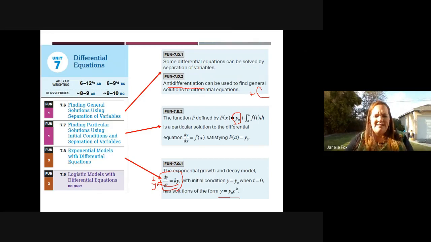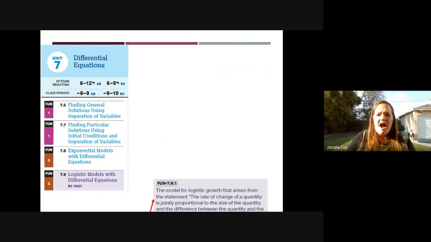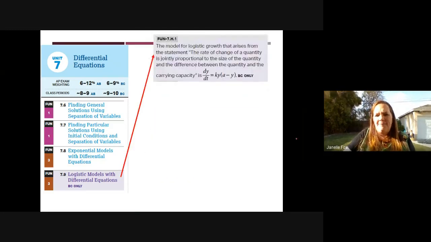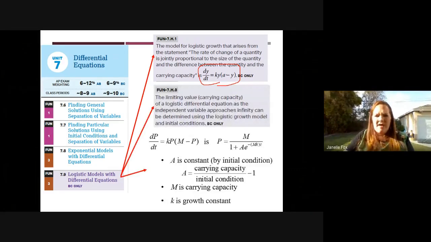And then there was the last idea of logistic models, which we only do in BC, and AB doesn't do. This BC topic is a carrying capacity type question, right? We've had all sorts of logistic curves for populations and such. It starts out looking like this and has this sort of pattern to it. We may be more used to something that looks like this, where we've got this carrying capacity. We call the M value our carrying capacity right here. This K is some sort of growth constant, a number that they give us.